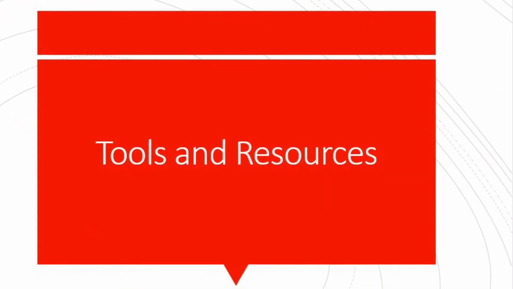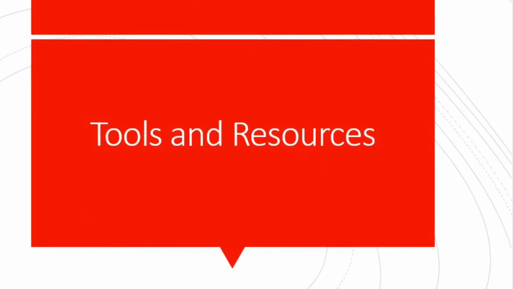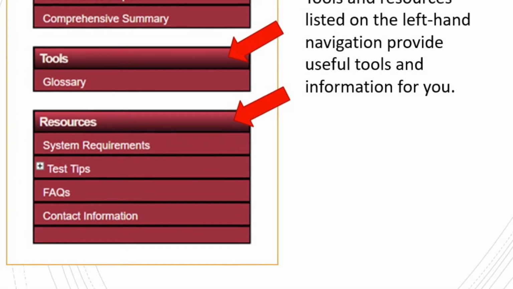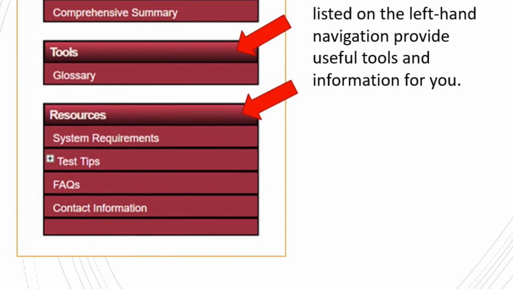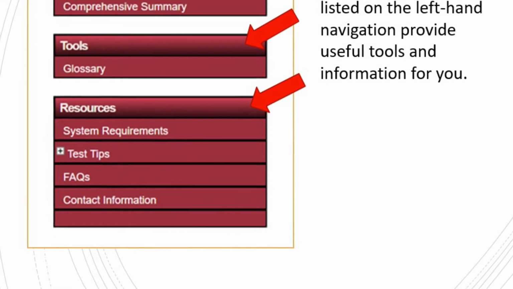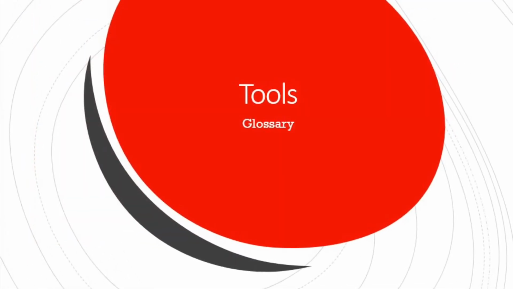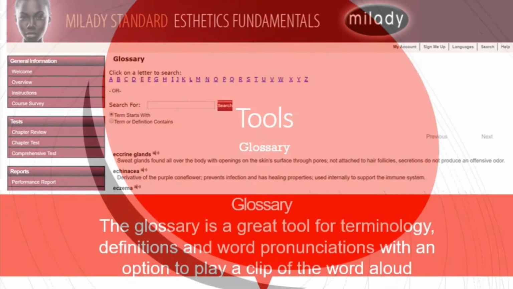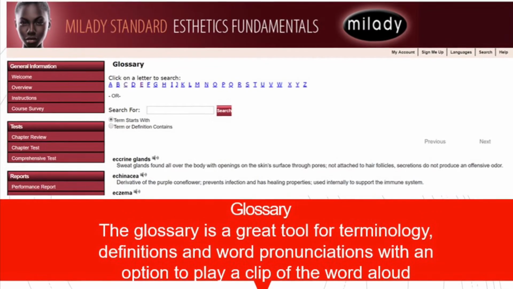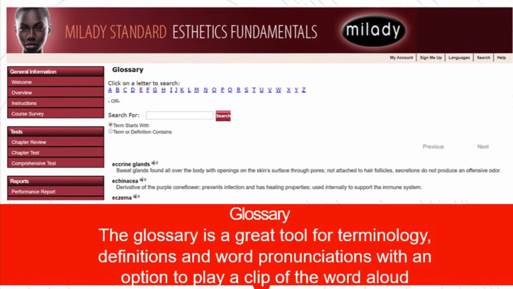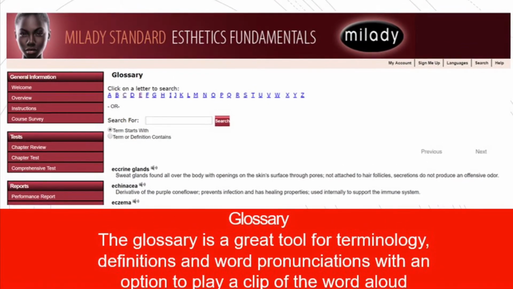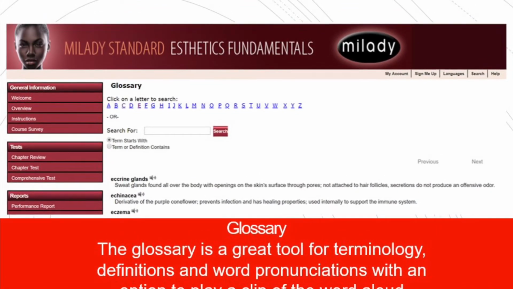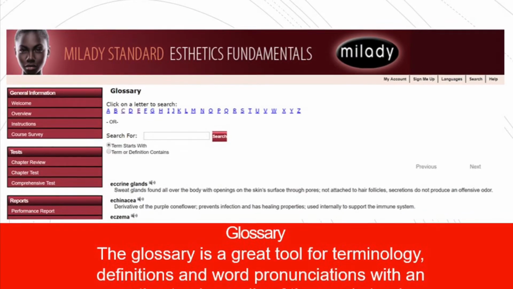Tools and resources. Tools and resources are listed on the left-hand navigation and provide useful tools and information for you. One helpful tool you'll find is the glossary. The glossary provides a searchable list of aesthetics terms and definitions for your review. Most terms include audio, related terms, and abbreviations.